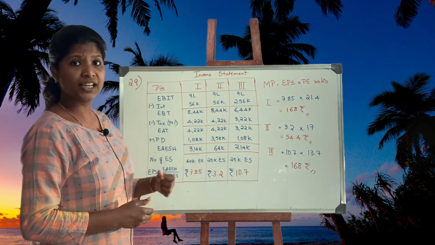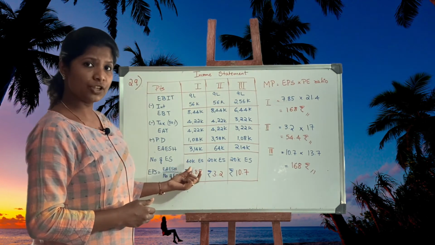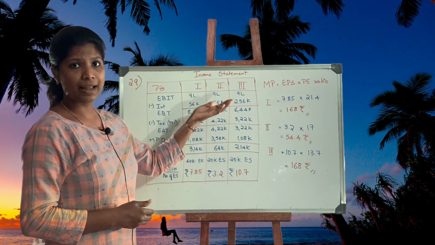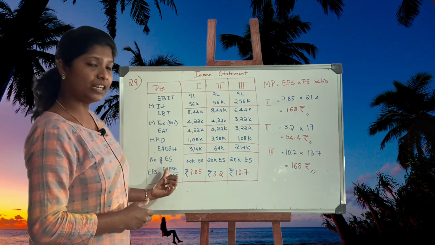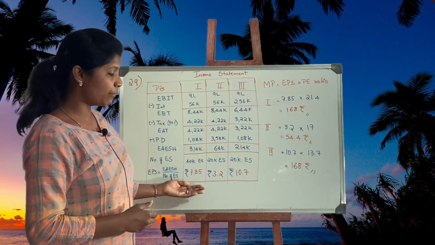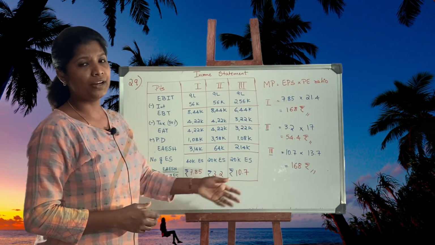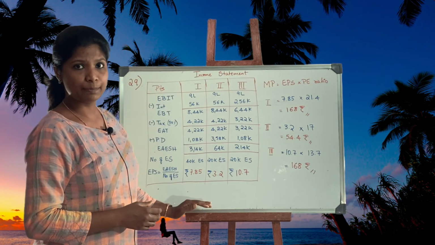Number of equity shares as per working note number 4, we found out it is 40,000 equity shares under plan 1, and 20,000 equity shares as per plan 2 and 3. So EPS is earnings divided by number of equity shares, we arrive at 7.85 rupees, 3.2 rupees and 10.7 rupees. Understood? So this is the income statement.